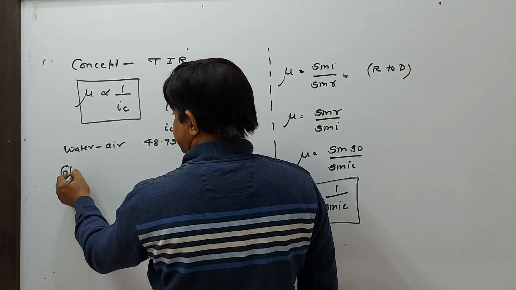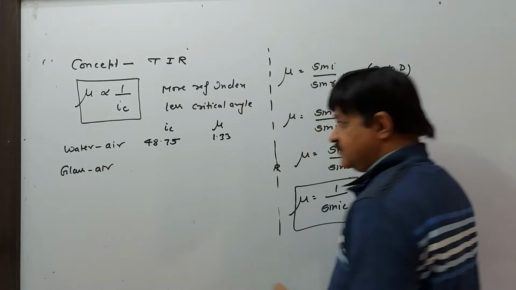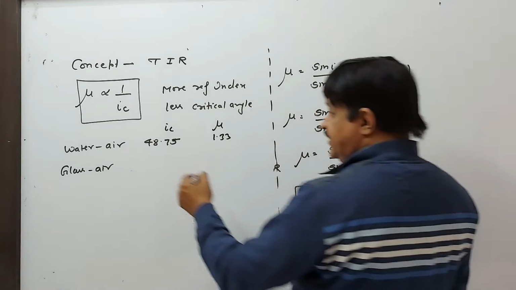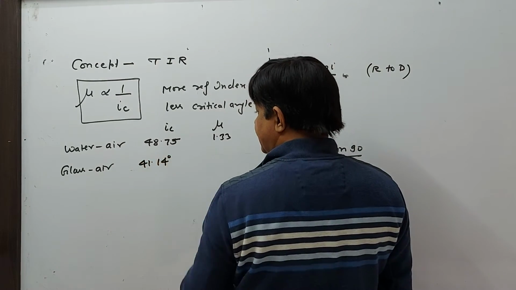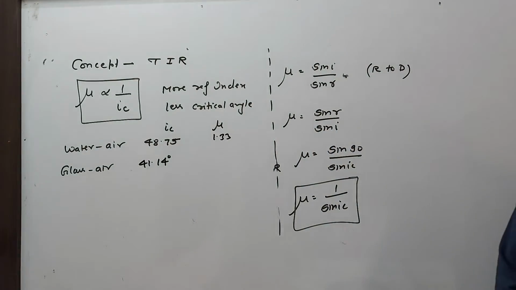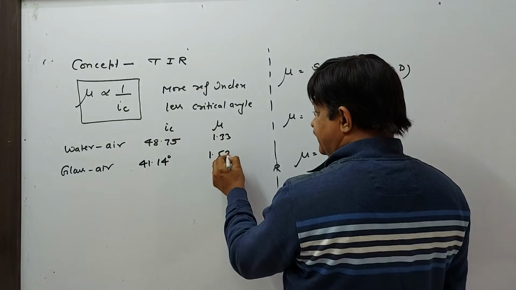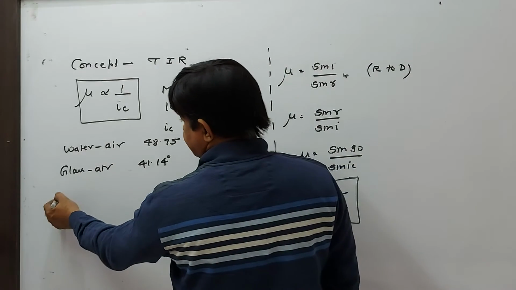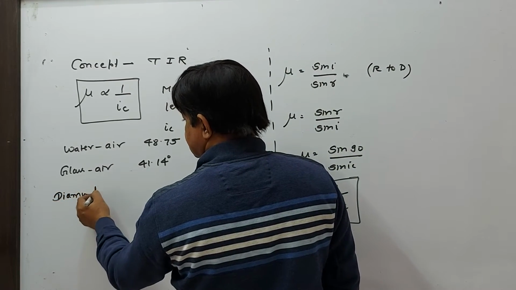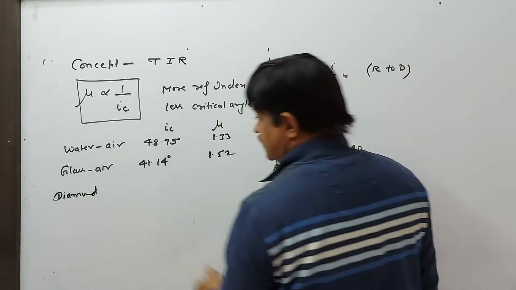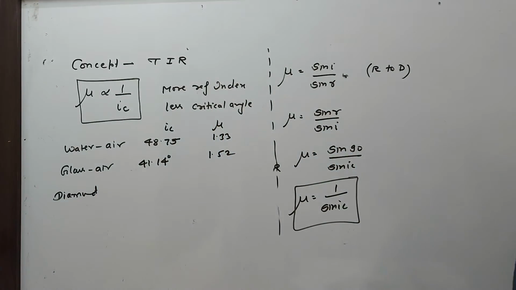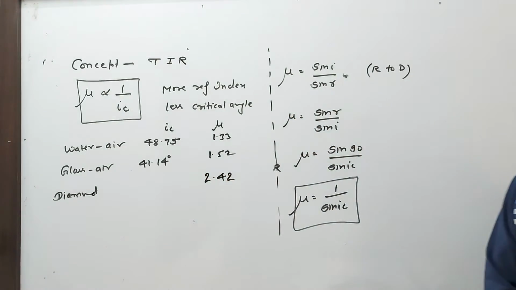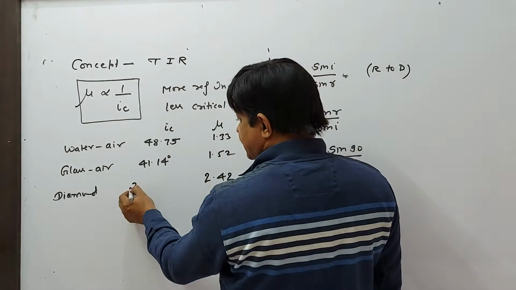For glass-air, it is 41.14 degrees, with refractive index, as we know, around 1.5. For diamond, the refractive index is very high, 2.42. So the critical angle is around 24 degrees.